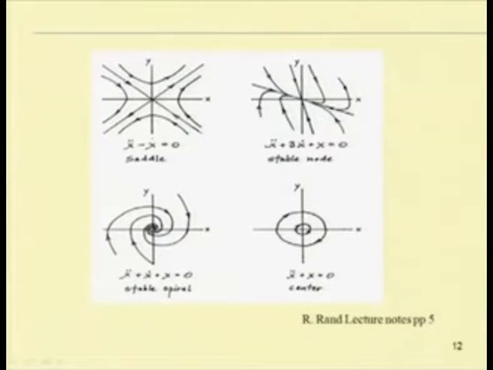Clearly the equation is x double dot minus x equal to 0. One can find the solution by writing the auxiliary equation. For x double dot minus x equal to 0, the auxiliary equation can be written as D square minus 1 equal to 0, or D equal to plus or minus root over 1, which is equal to plus or minus 1.